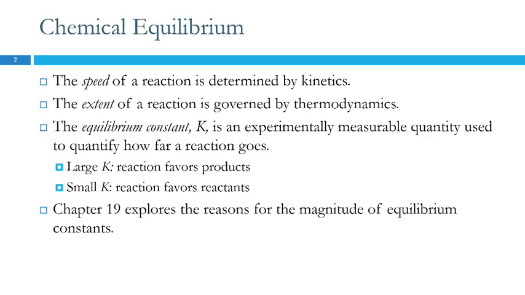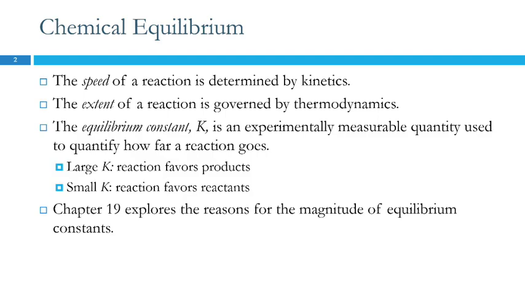So we just finished a chapter on kinetics. Kinetics has to do with the speed of a reaction, how fast it happens. The extent of a reaction is thermodynamics. The equilibrium constant K is something that we determine experimentally, and that tells us how far the reaction goes. Do all the reactants react to make products? Do only a little bit react? Is it like half and half?